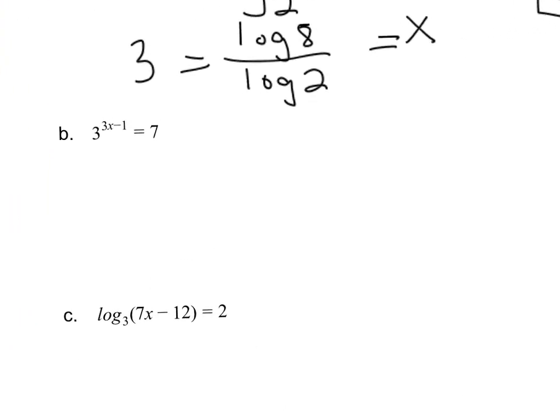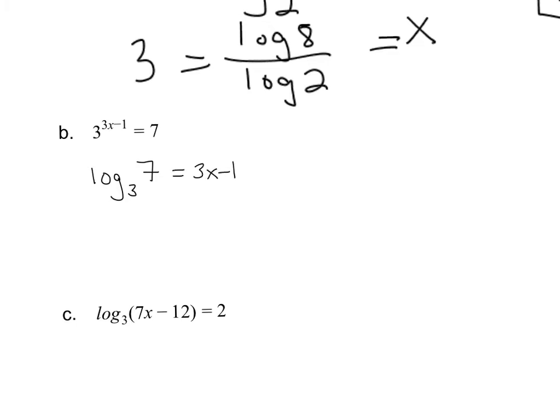Alright, let's look at B. 3 to the 3x minus 1 equals 7. So again, this is an exponential form, so I'm going to turn it to log form. So this would be log base 3 of 7 equals 3x minus 1.